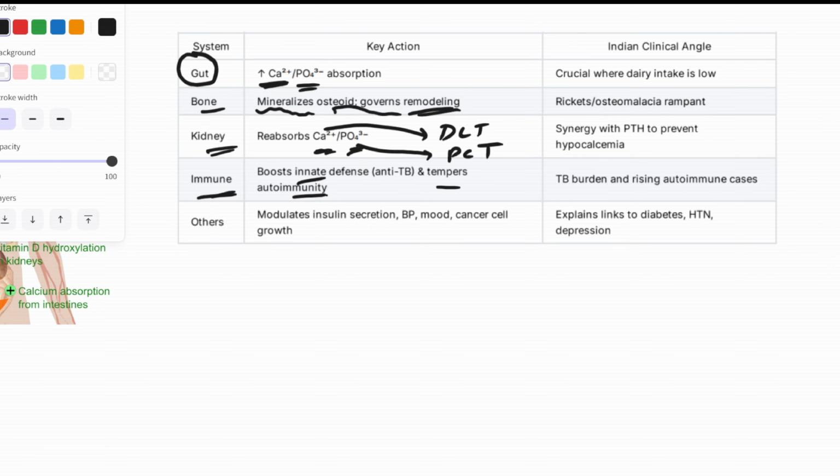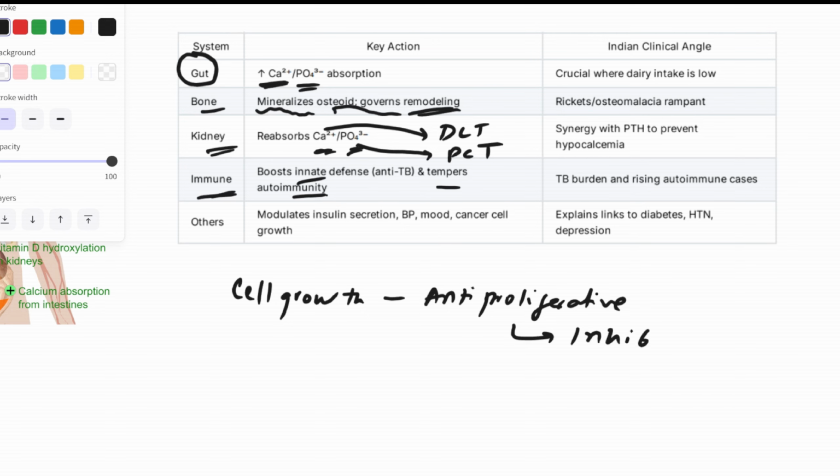Next is cell growth and differentiation. Calcitriol has anti-proliferative and pro-differentiating effects on various cell types. It can inhibit the uncontrolled growth of cancer cells, for example breast, colon, prostate, lung cancer, and promote their maturation into more specialized, less harmful forms. This suggests significant roles in cancer prevention and as an adjunctive therapy.